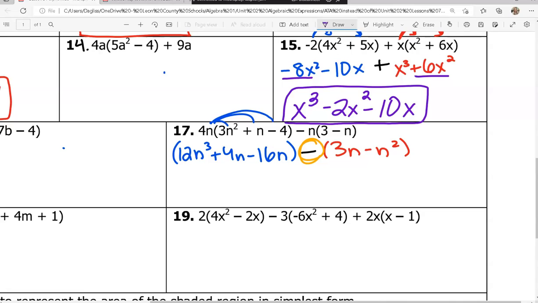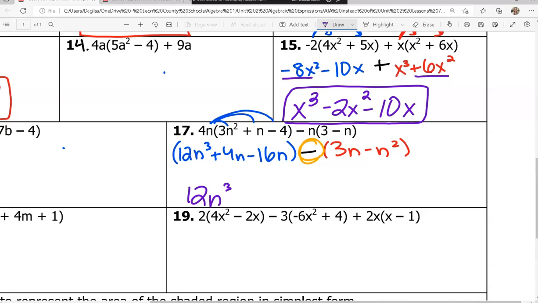Yes. We are combining like terms. Can I combine anything, Aubrey, with 12n to the power of 3? Is there any other n to the power of 3? I'm talking to Aubrey. No. 12n cubed is just going to be by itself. Good. Gabby.